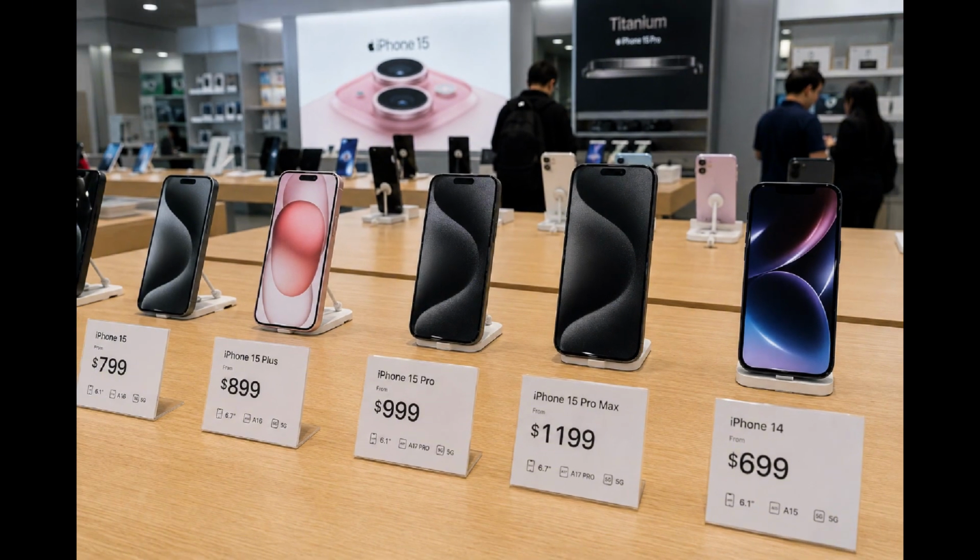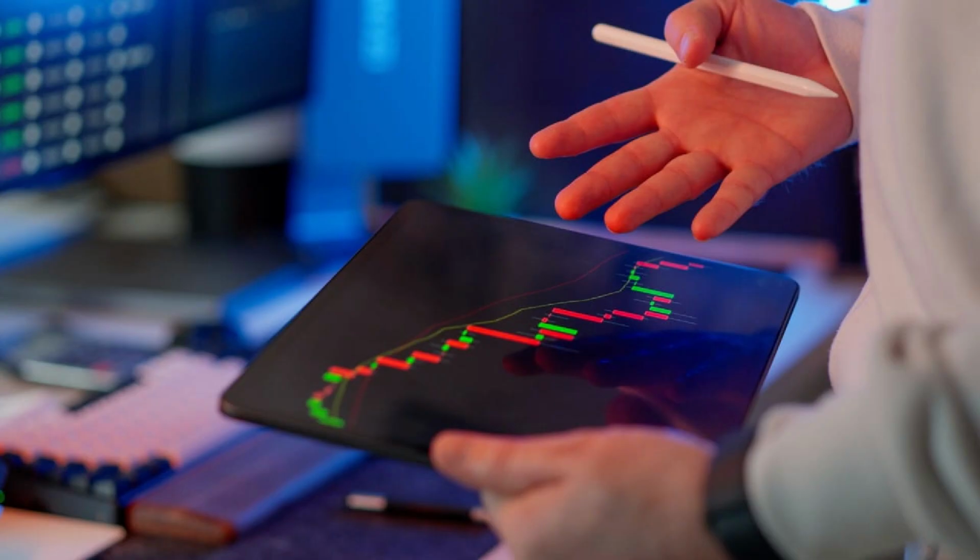Imagine you are buying a phone in a store. The phone is the item you want, and the price tag tells you how much you need to pay for it. In the same way, the base currency is the currency being measured, while the quote currency tells you how much it is worth. When you understand the difference between the base currency and the quote currency, reading any currency pair becomes much easier.